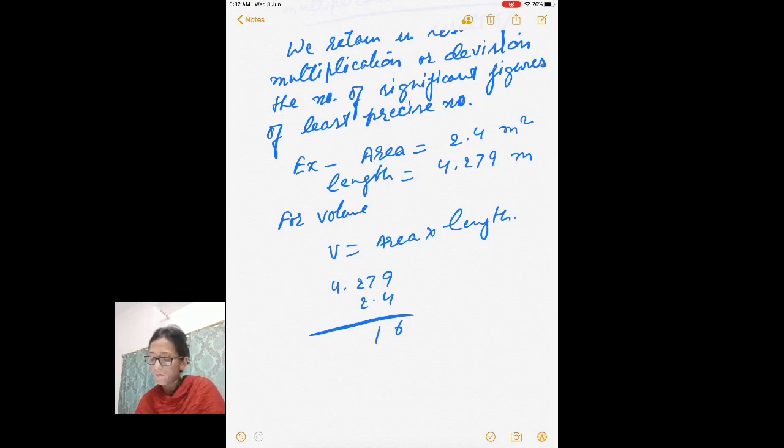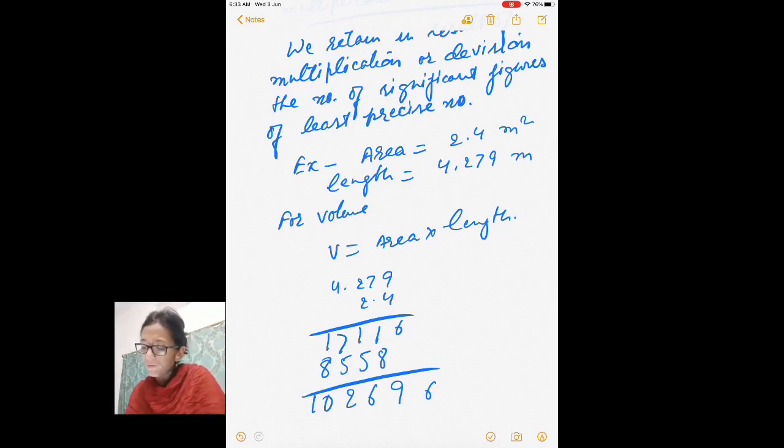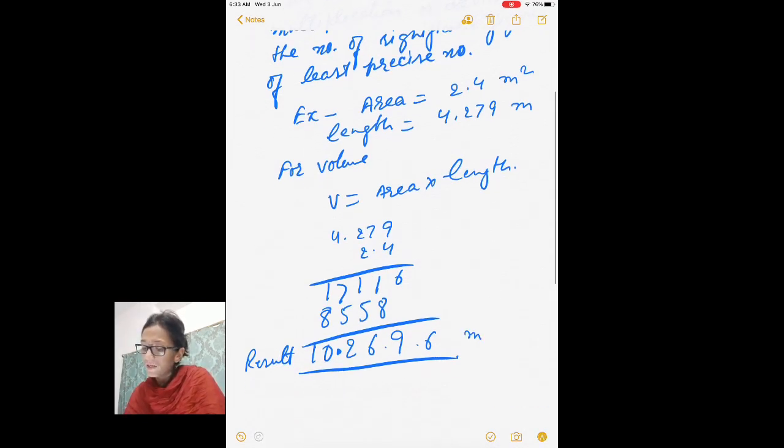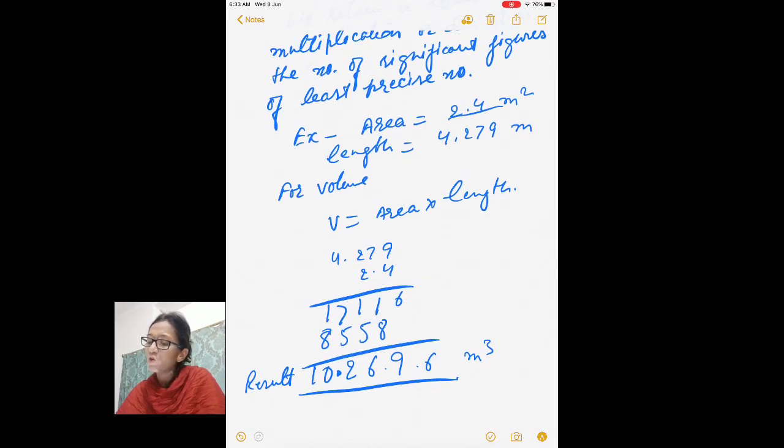So we get the product, working through the multiplication digit by digit and then putting the decimal point, which gives 10.2696. This is the final result, this much meter cube.